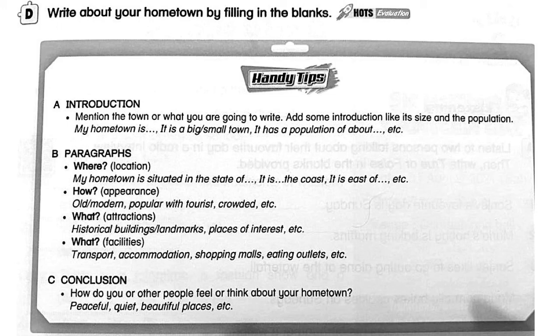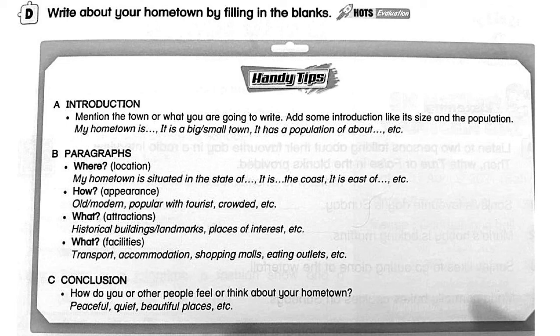Okay, write about your hometown by filling in the blanks. Okay, handy tips. For the introduction, meaning the first paragraph, you have to mention the town or what you are going to write. Okay, add some introduction like size and the population. For example, my hometown is Sarike, or my hometown is Cebu, or my hometown is Bintangor. It is a big or small town. It has a population of about how many people.